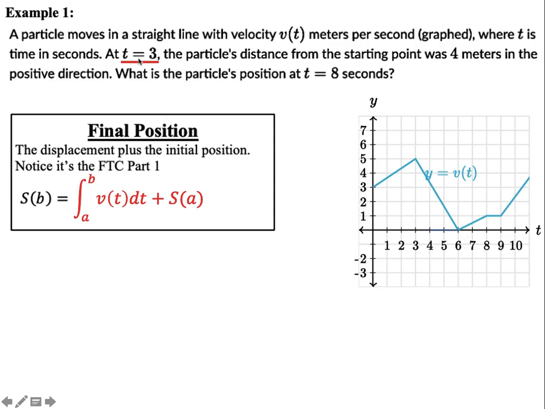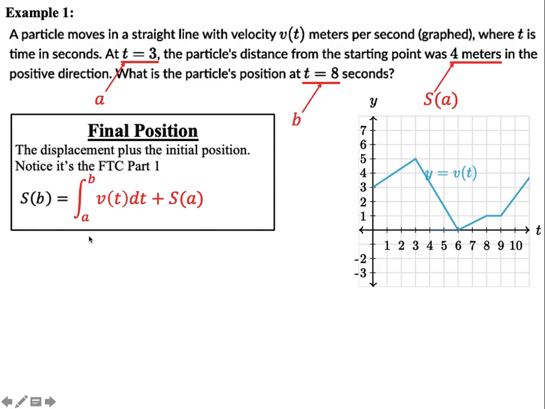We know that we are starting at time t equals 3. So that's our A. And we know that our position, our big S here, our initial position is 4 meters. That's our S of A. And then what we're being asked to find is what is our position, our S of B, at 8 seconds. So that's got to be our B.